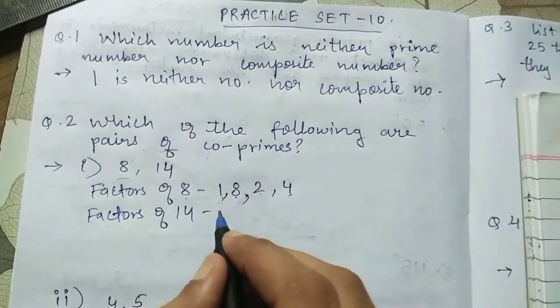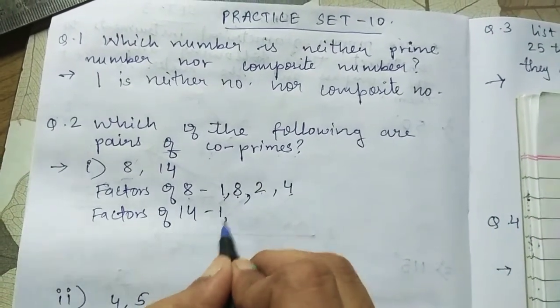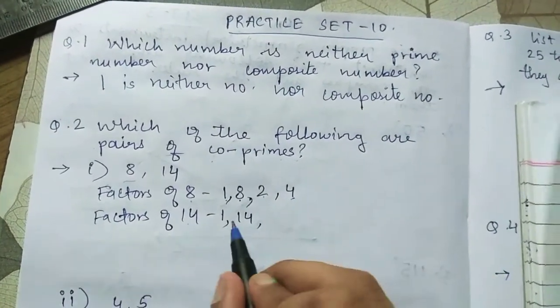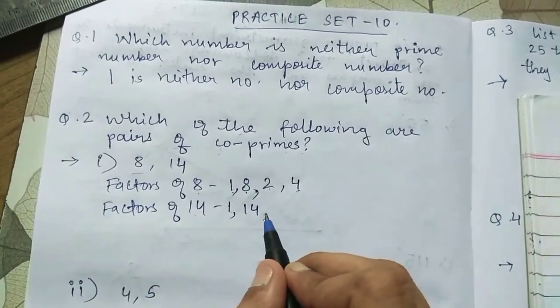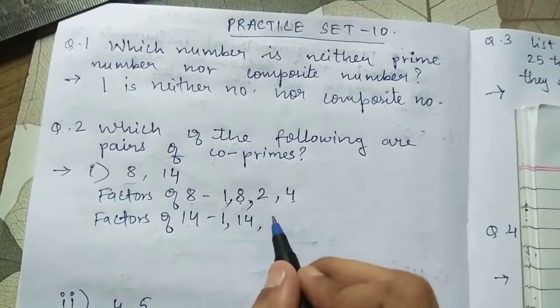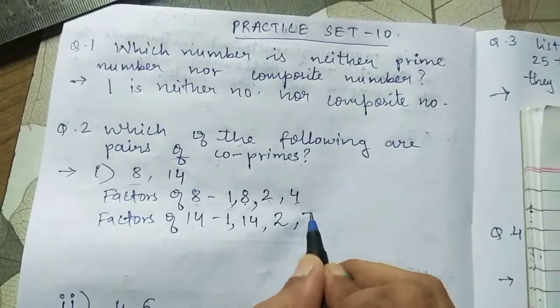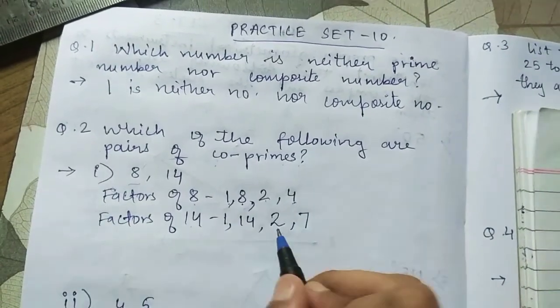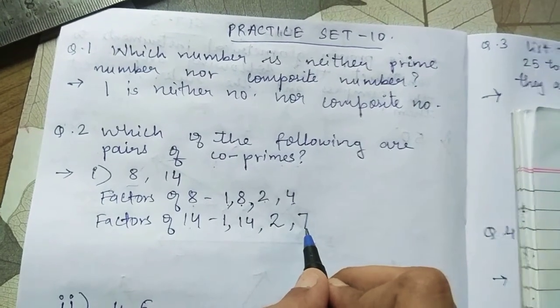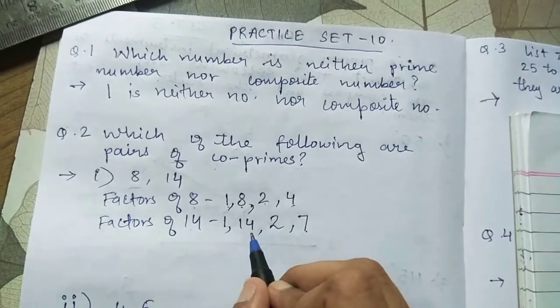Next, factors of 14. Again 1. 1 how many times? 14 times. So 1 and 14. After 1 and 14 we will check the next number. After 1 comes 2. So yes, 14 comes in 2's table. 2 how many times? 7 times. Then 3, 4, 5, 6, 7. 7 we already wrote. Then directly 14.